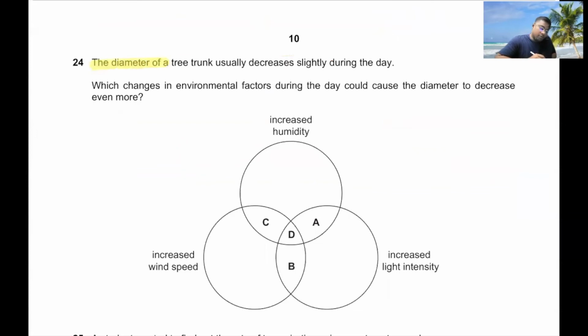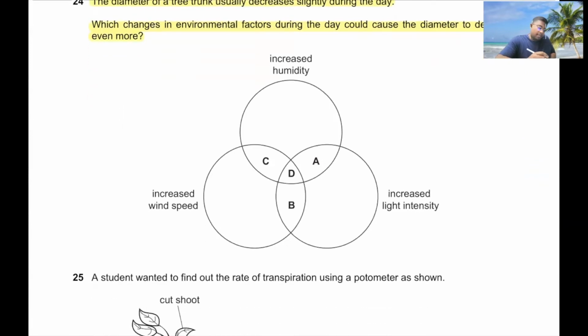The diameter of a tree trunk usually decreases slightly during the day. Which changes in environmental factors during the day could cause the diameter to decrease even more? Increased humidity means less transpiration. Increased wind speed means more transpiration. Increased light intensity means more transpiration. So B should be the correct answer.